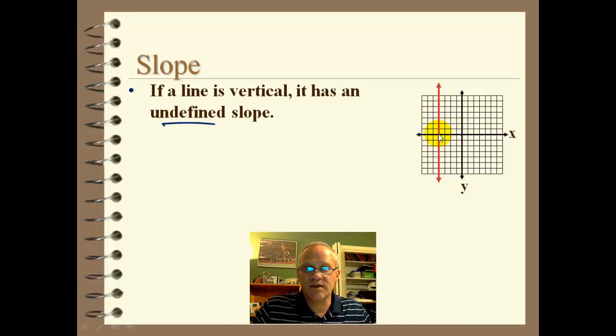Well, this is going to be what? (-4, 0). That point right there, (-4, 0). Let's pick another one here. Let's say we go to this point right here. That's (-4, 2).